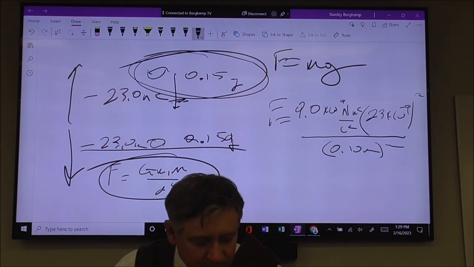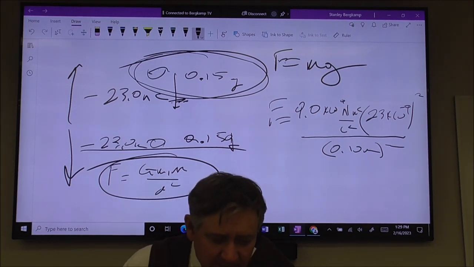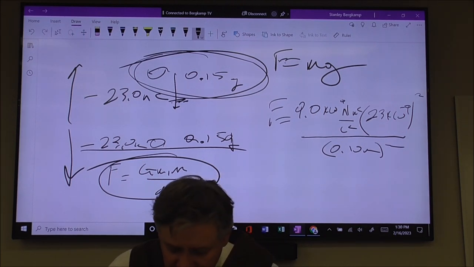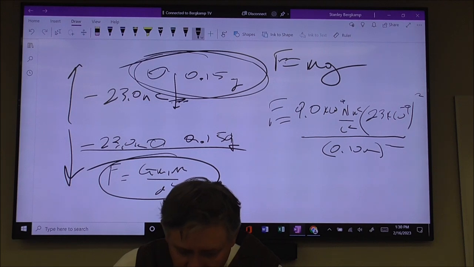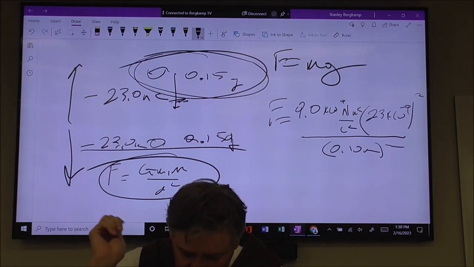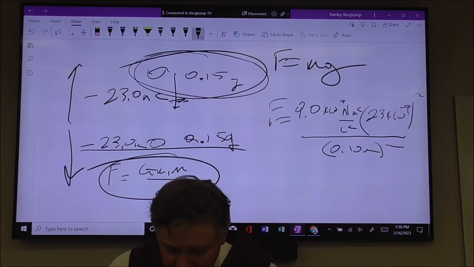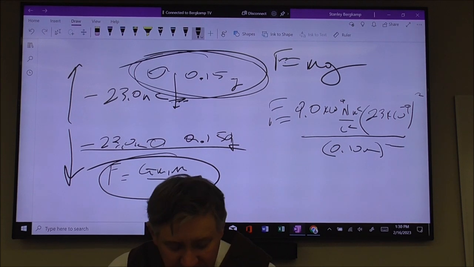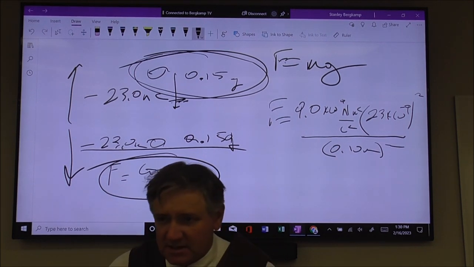So anyway, on 10A, the magnitude of the force between the spheres should be something times 10 to the fourth. And then you're going to find your net force, and you're going to use that to find your acceleration. Your acceleration should be something between 5 and 10 meters per second squared.